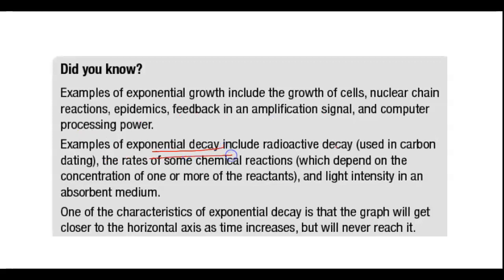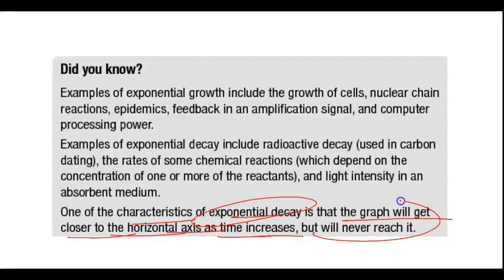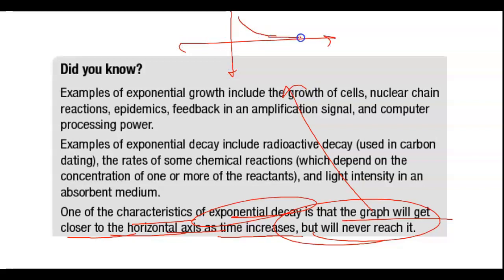Examples of exponential decay are radioactive decay used in carbon dating, the rates of some chemical reactions which depend on the concentration of one or more reactants, and the light intensity in an absorbent medium. One of the characteristics of exponential decay is that the graph will get closer to the horizontal axis as time increases, but it will never reach it. It means it will never touch the x-axis. It will keep on decreasing. At a point of time it becomes parallel, but it never intersects the x-axis. Okay children?